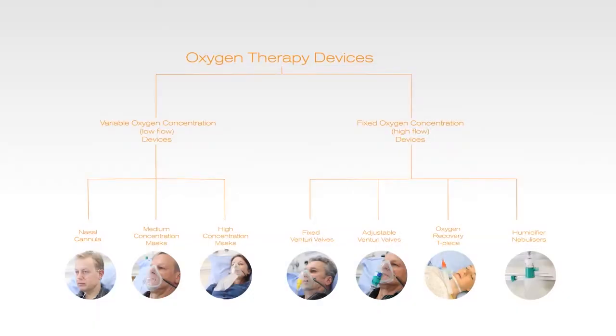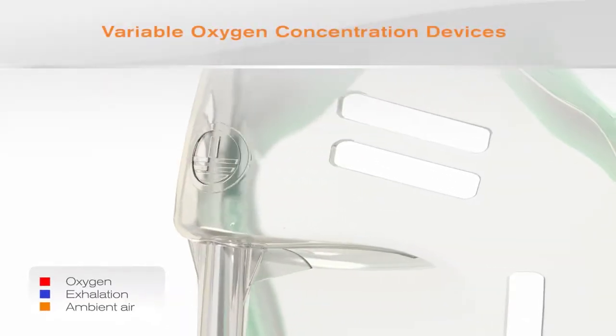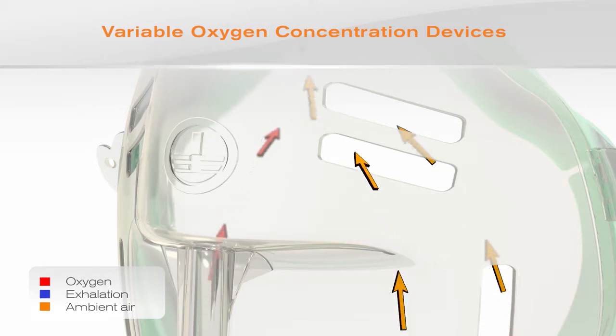The devices for delivery of oxygen can be divided into two groups, depending on whether they deliver a proportion or all of the patient's ventilatory requirement. Variable oxygen concentration devices, also known as low-flow devices, deliver oxygen at flows lower than the patient's inspiratory requirements, so additional room air is also breathed in.